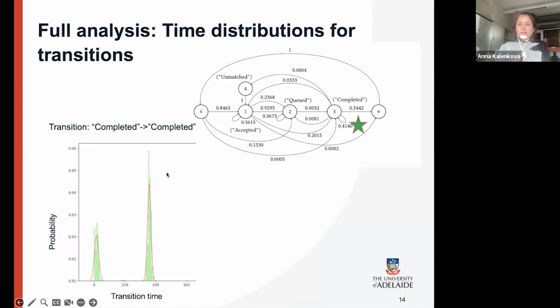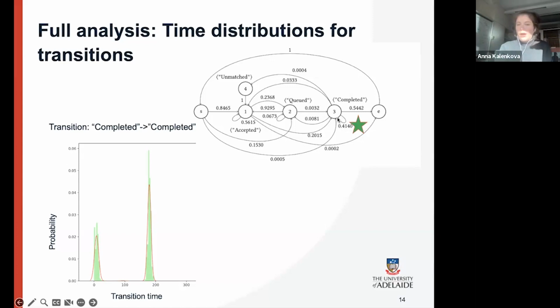we consider semi-Markov models, as I said before. They are represented by transition probabilities from state to state, and by probability density functions for times for each transition. So, for example, consider the self-loop transition from state completed to state completed, which is this one.